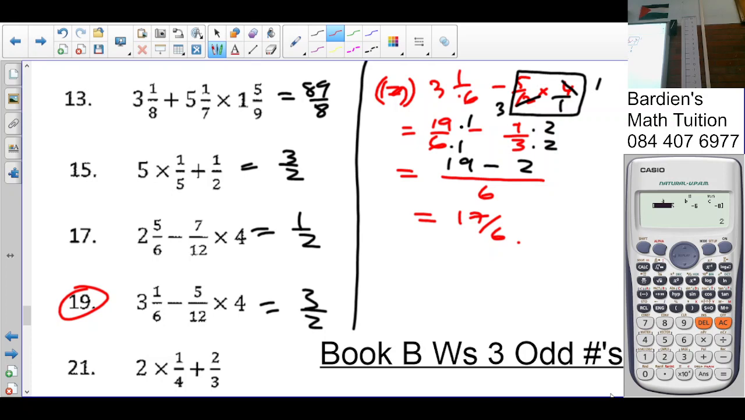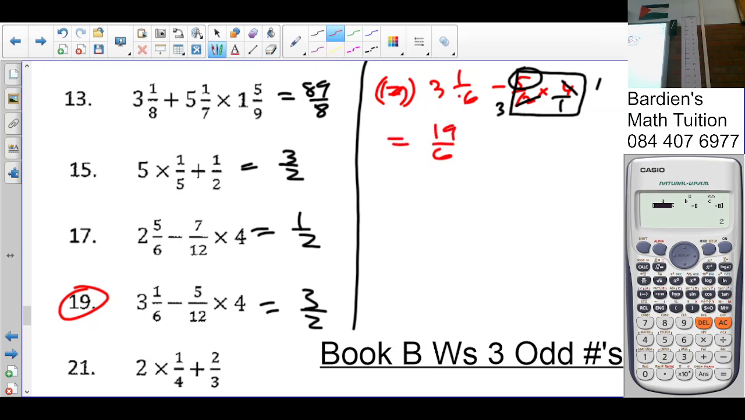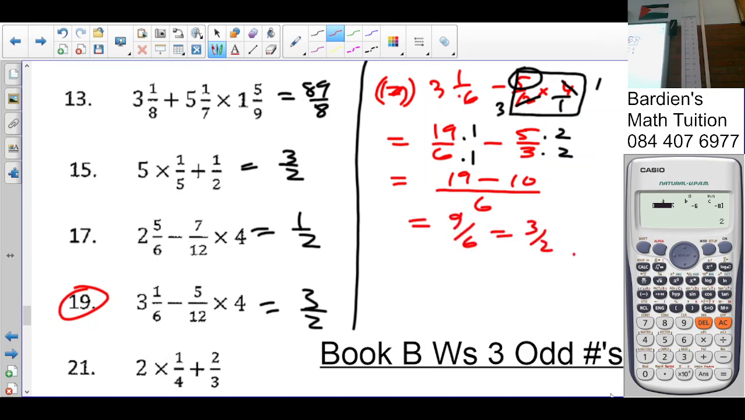Oh, I forgot the 5. Yes, absolutely. So this is wrong. Thank you to whoever picked up my mistake. So again, it's going to be 19 over 6 minus 5 over 3. So the LCM, of course, is 6 times by 1 times by 2. That gives you 19 minus 10, which is 9 over 6, which is 3 over 2. Okay, thank you.